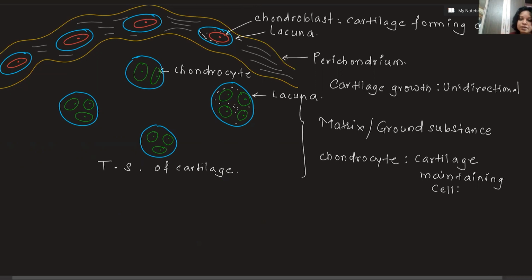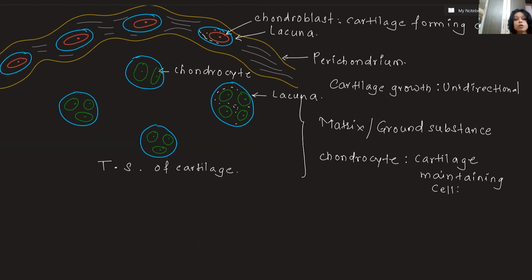The perichondrium is enclosing a substance called matrix. This matrix also has many lacunae inside it, and these lacunae protect the cells inside them. Those cells are called chondrocytes. Chondrocytes are cartilage maintaining cells.